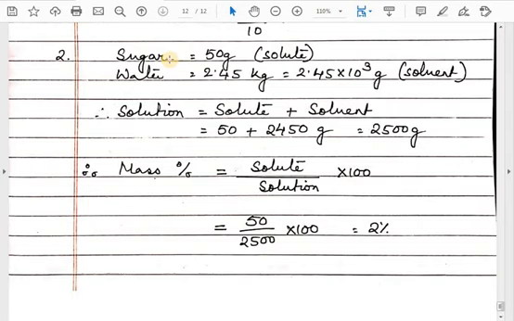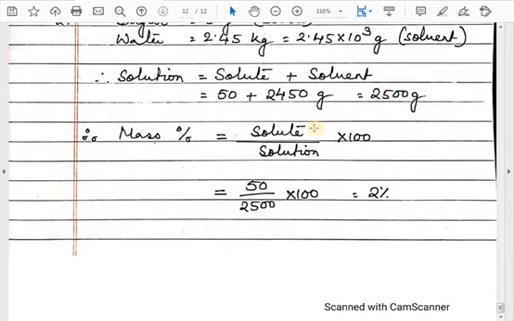Second problem: sugar 50 gram, that is the solute, and water 2.45 kg, converted into gram, this is the solvent. So find out the solution, which is solute plus solvent. So 50 plus 2450 is 2500. So mass percentage is solute divided by solution into 100. So 50 by 2500 into 100 is 2%.